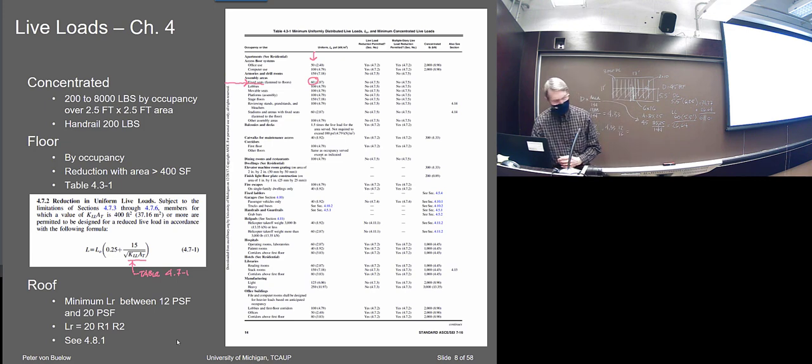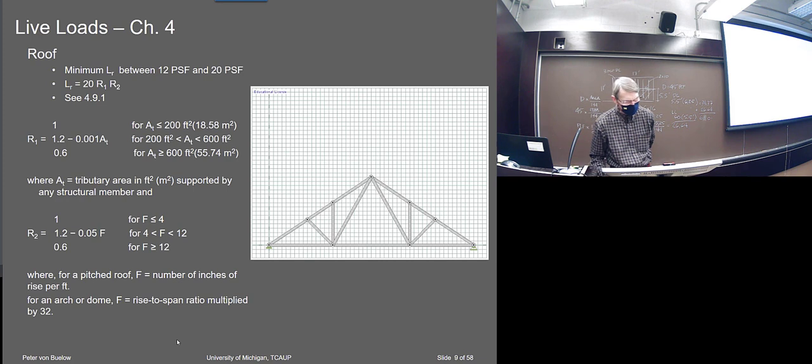So those reduction equations are given in this section. There are two factors. The base is 20. The maximum is 20. And then you can reduce it down to as low as 12. So when you put these factors on it, it's going to come out somewhere between 20 and 12.